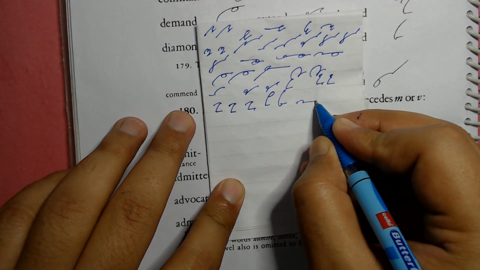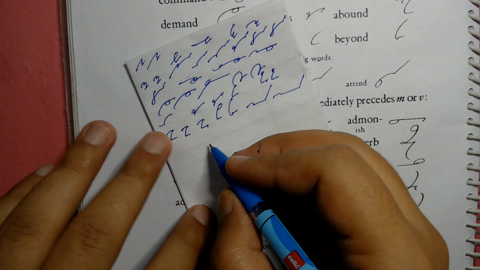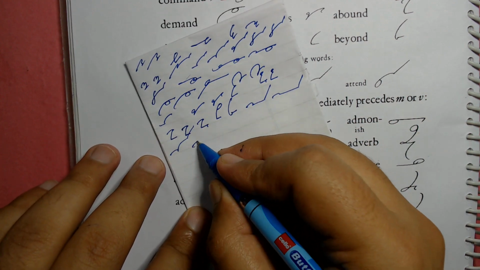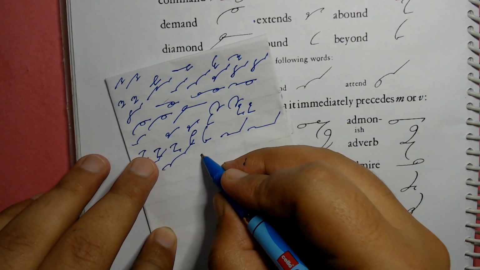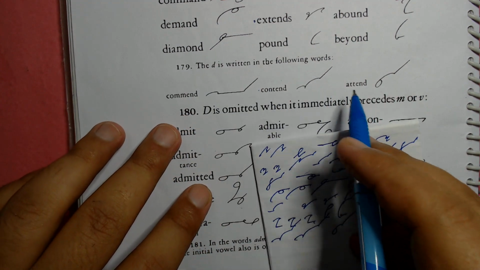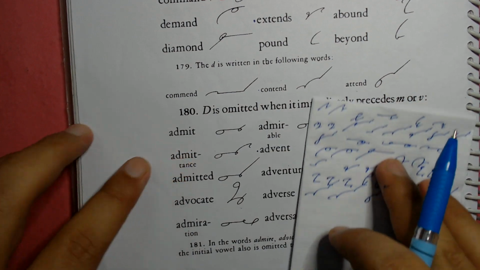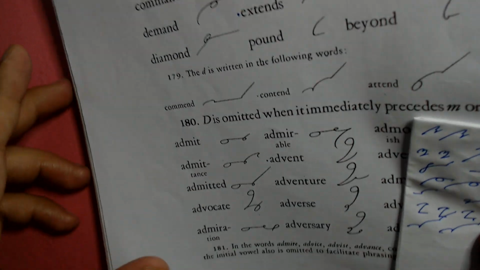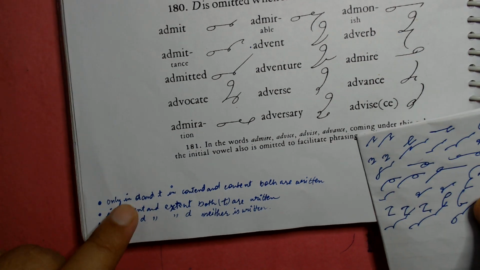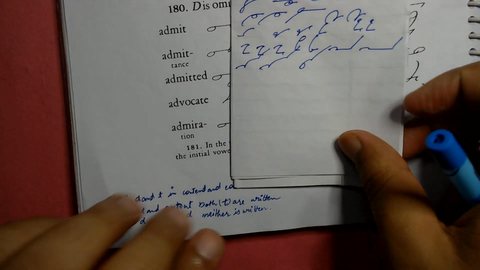Command, contend, attend, command, contend, attend, admit. Firstly, it is important to learn something. Only in D and T, in content and content, both are written.